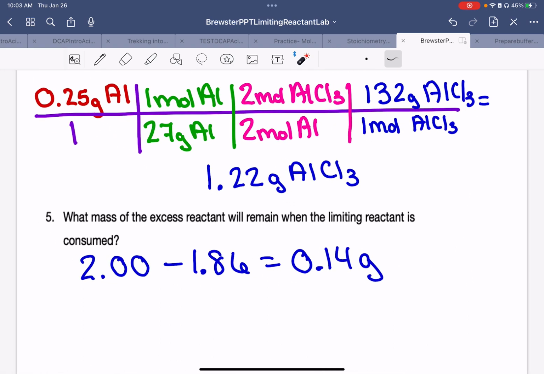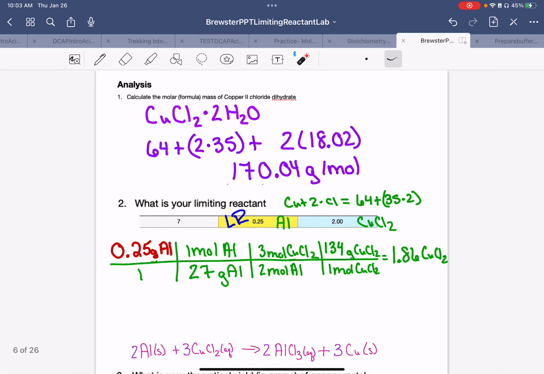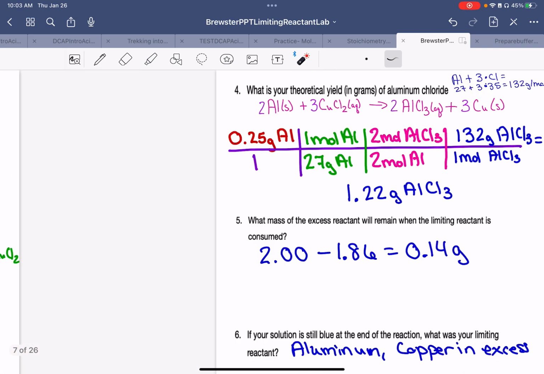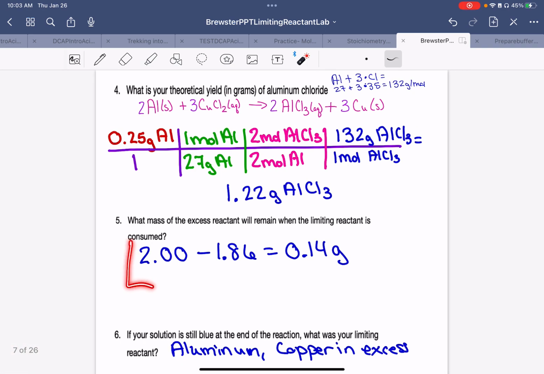Question number 5. What mass of the excess reactant will remain when the limiting reagent is consumed? So we go back to our table, and in my table I was given 2. In question number 2, I solved and found out that I only needed 1.86 grams of copper chloride. So I'm taking the difference between these two numbers. So 2.0 minus 1.86 is 0.14.